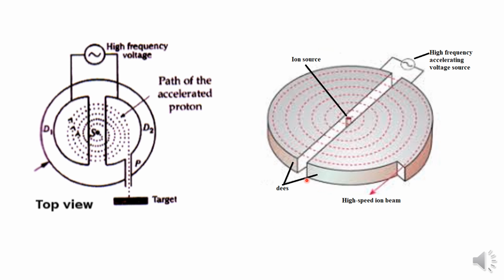Okay. Now D1 and D2 are hollow semicircular chambers. These electrodes are hollow semicircular chambers. The particle will enter inside the electrodes.